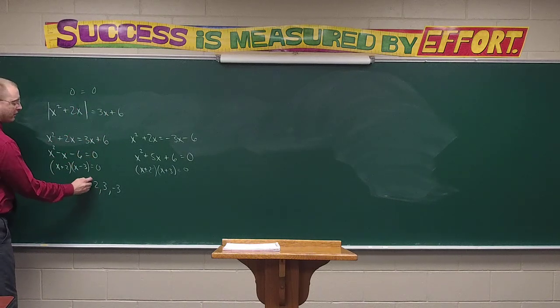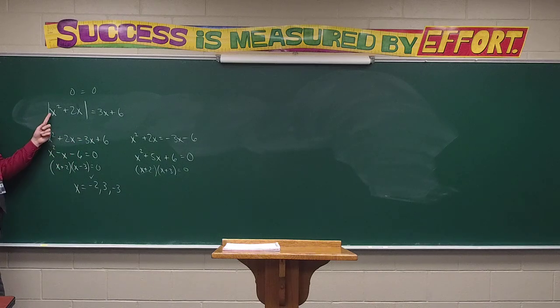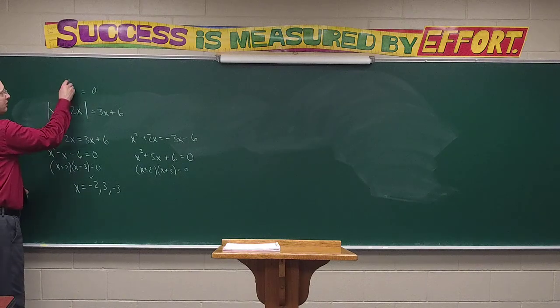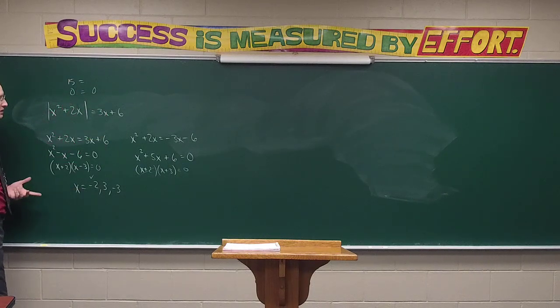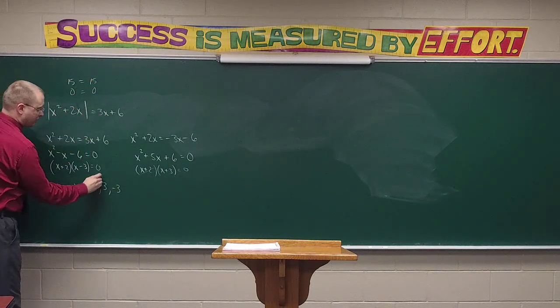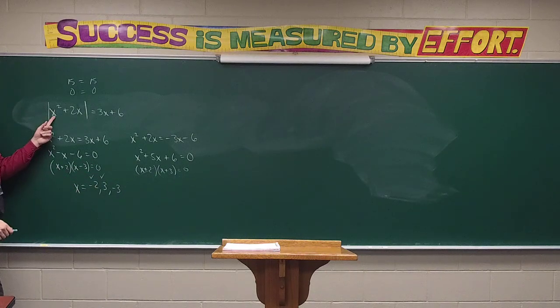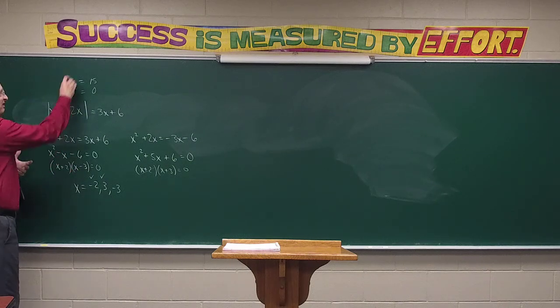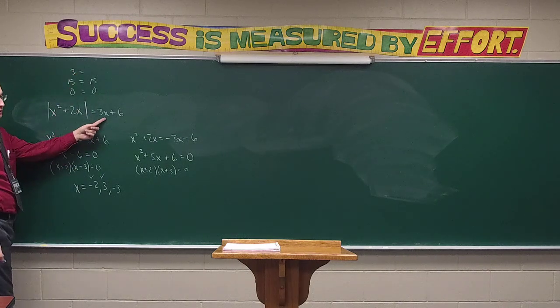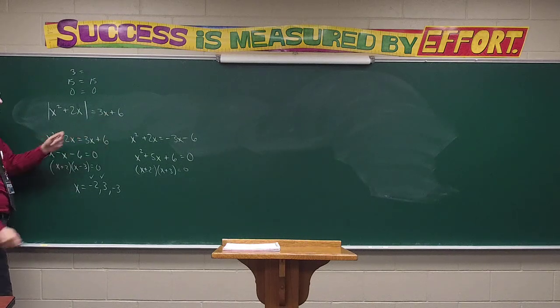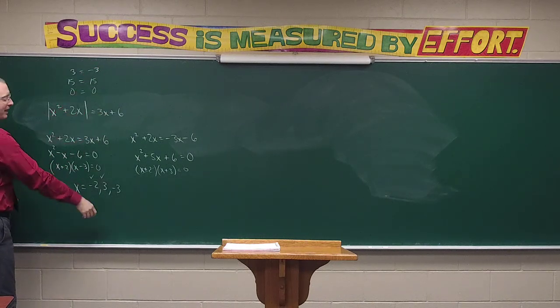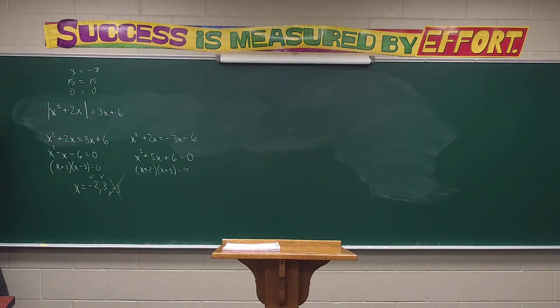Now let's try the 3. 3 squared plus 2 times 3 is 9 plus 6, the absolute value of 15. 3 times 3 plus 6 is 15. All right, that one checks. So try the negative 3. Negative 3 squared plus 2 times negative 3 is 9 minus 6, the absolute value of 3. 3 times negative 3 is negative 9, plus 6. Oh, that one's the extraneous root, and so we'll just discount that.